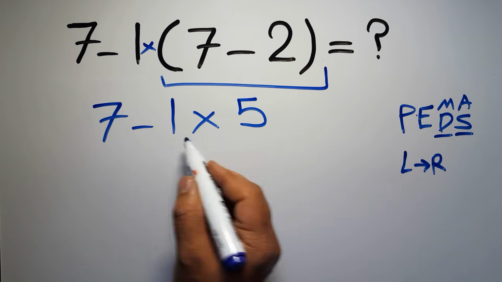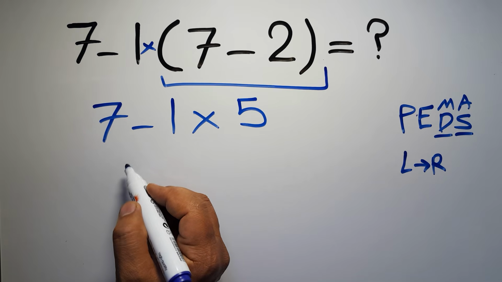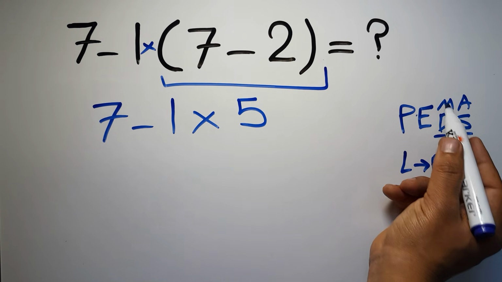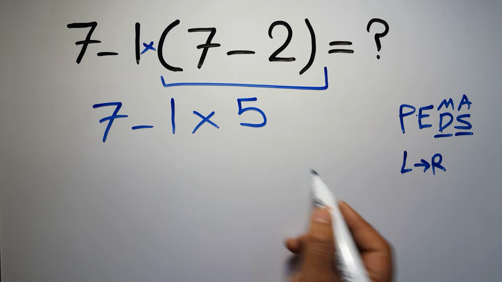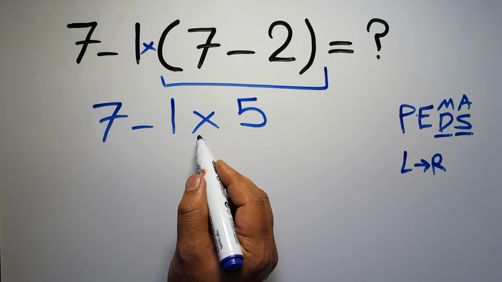According to the PEMDAS, multiplication has higher priority than subtraction, because multiplication comes before subtraction. So here first we have to do this multiplication.